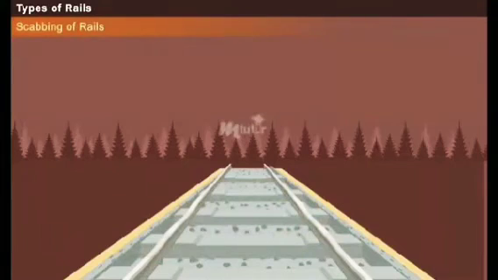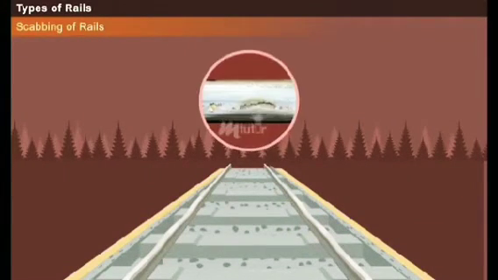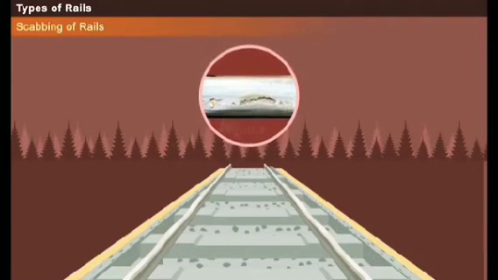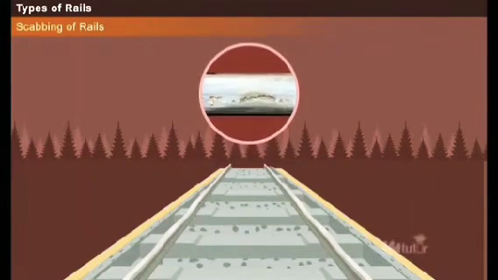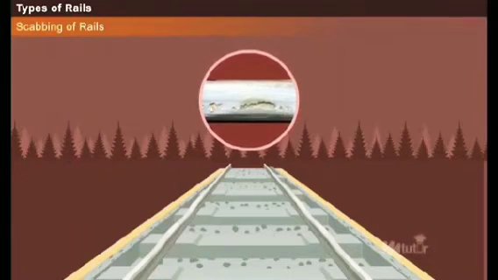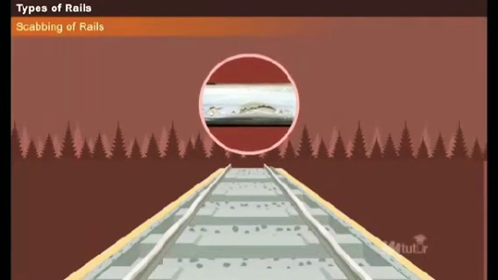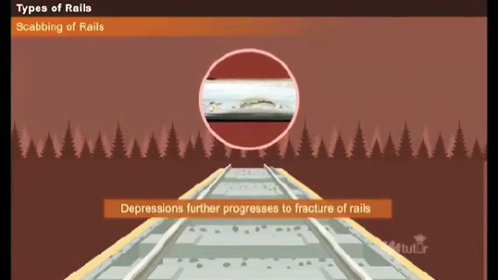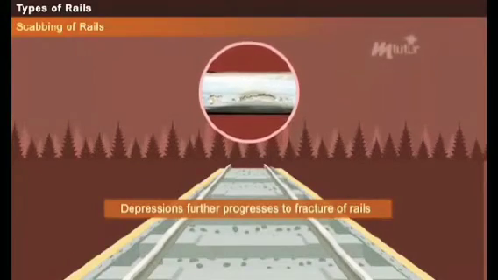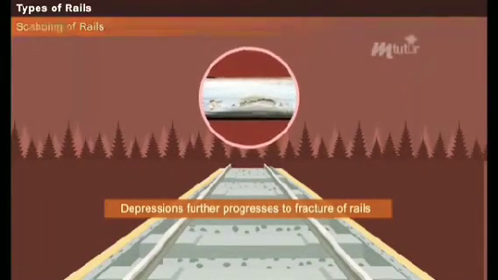Due to the constant movement of the trains, the metals on the rail surface get chipped out, resulting in the formation of elliptical depressions. This defect is called scabbing of rails. If left unnoticed, these depressions progress, leading to the fracture of rails.